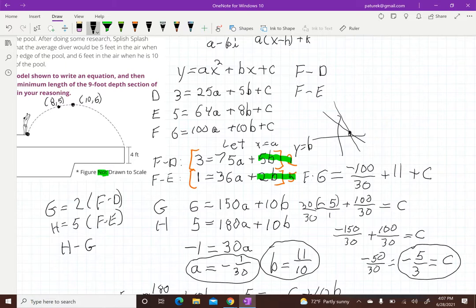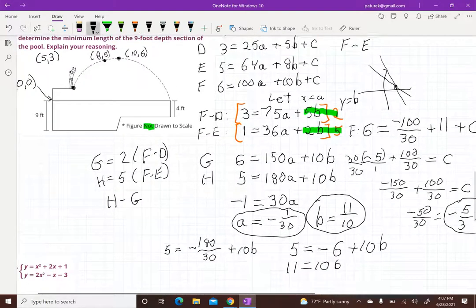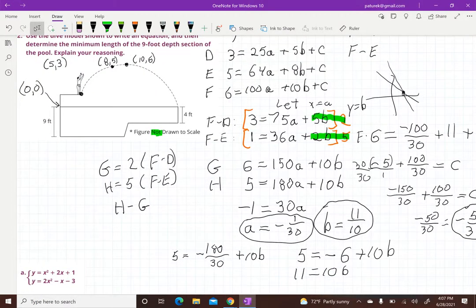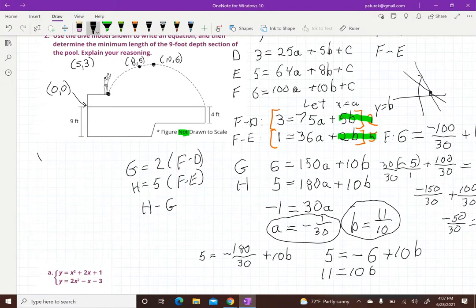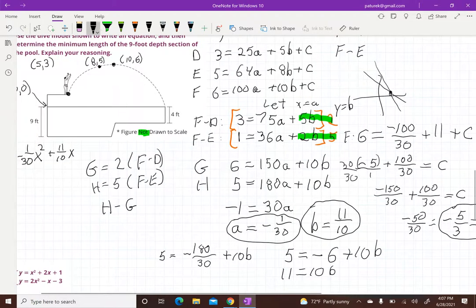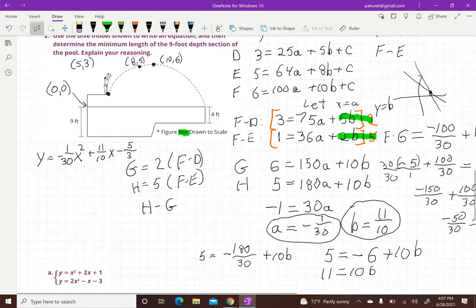I now finish off this problem by saying I have the quadratic equation set up as y equals -1 divided by 30x squared plus 11 divided by 10 times x minus 5 divided by 3. And of course, you should check these values in equations D or E and confirm that I haven't made a math mistake today, so far, in this recording.